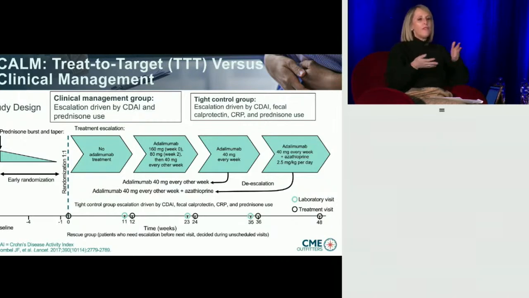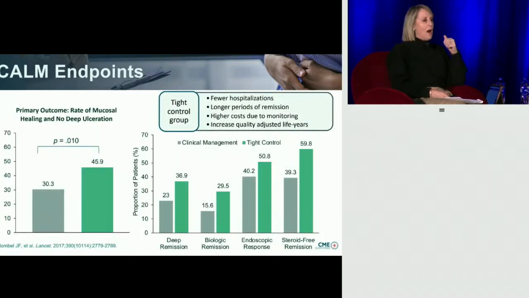There was some combo involved and a little bit of switching of the type of combo, but essentially it was, do I use symptoms to declare that my patient could go on weekly, or do I use objective biomarkers to say, you know what, regardless of symptoms, CalPro and CRP are up. And this was the design of the study, looking at a year essentially, what happened.